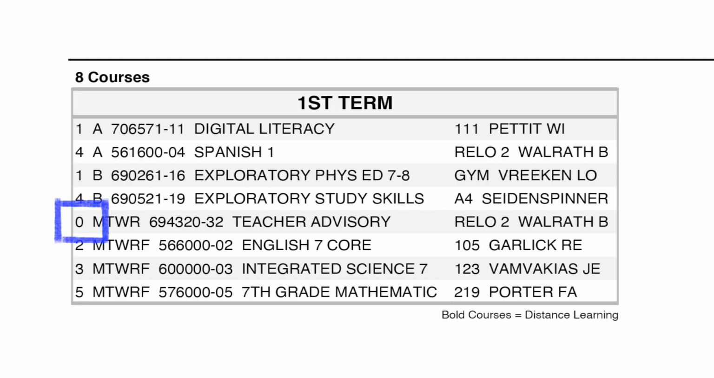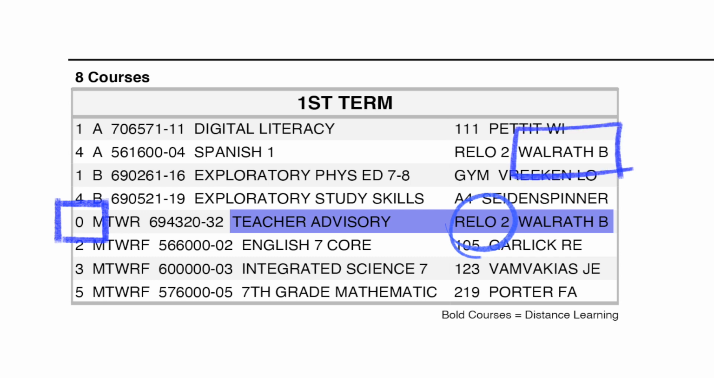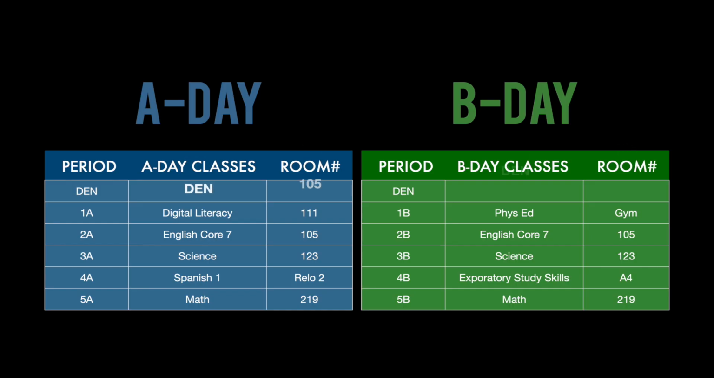And don't forget that when you get to 0, that's actually Den. So in Charlie's case, Den is in Relo 2 with the teacher named Walrath, which is actually the same as Charlie's Spanish teacher. And just keep filling it out until all the spots are filled. If you find you have an empty spot, or you have the same class twice, or you're missing science or math or English, just ask your teacher about it. Good luck.